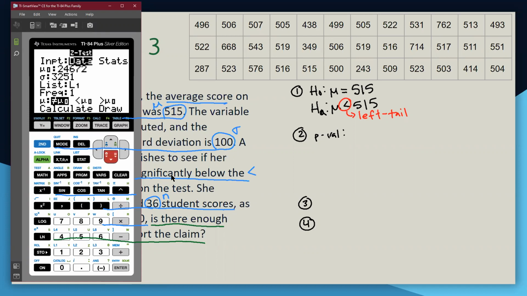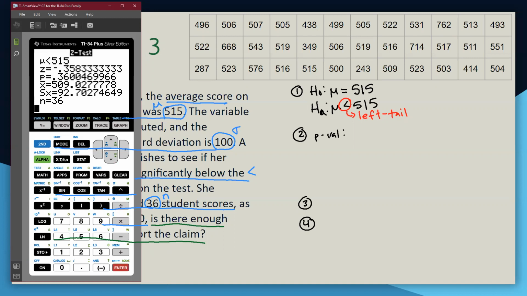So our population mean, our claimed population mean, is 515. Our standard deviation is 100. Everything's in List 1. Frequency defaults to 1. And we want a less than. And then we're going to go down to Calculate. And I'm going to jot down what that asked for us.